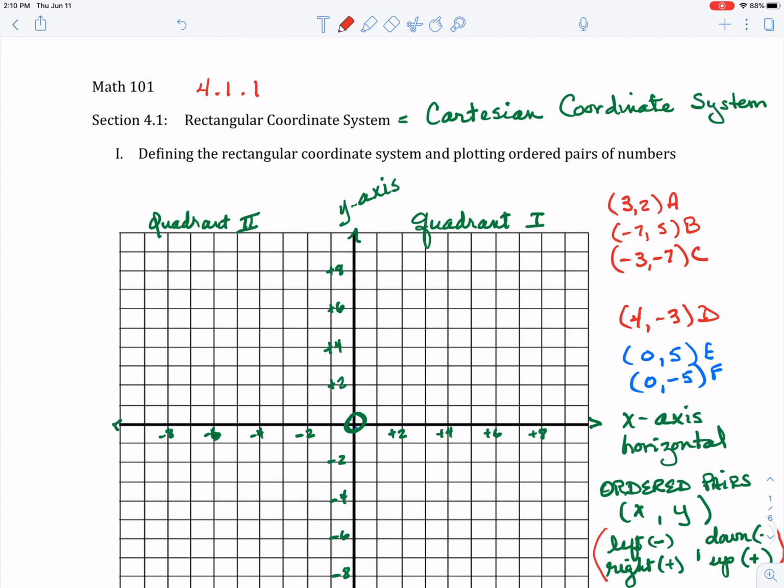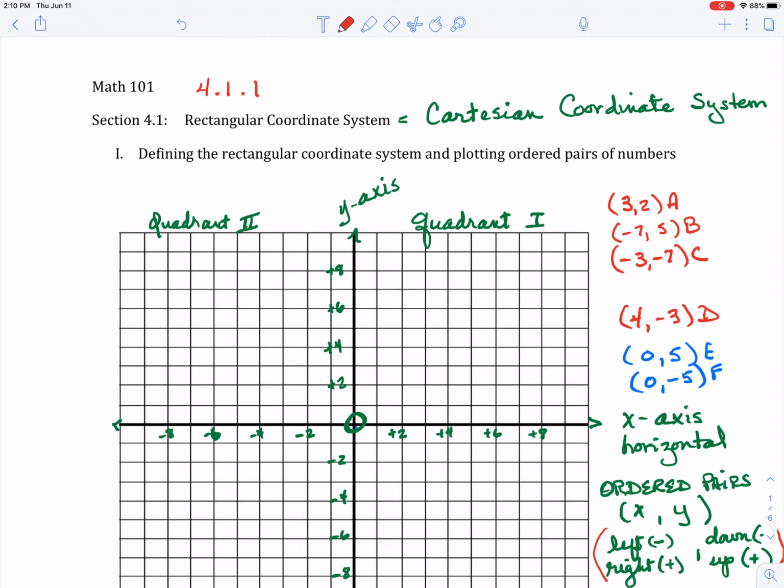This is Chapter 4, which is all about graphing. And this is Section 1, and this is the first video. So you see it numbered 4.1.1. We're talking about a rectangular coordinate system.